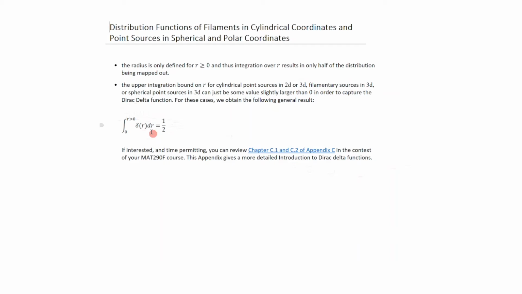If you're interested and time permits, which I doubt will be the case, you can review chapter 3.1 and C.2 of Appendix C in the context of your MAT290 course. This appendix gives a more detailed introduction to Dirac delta functions.